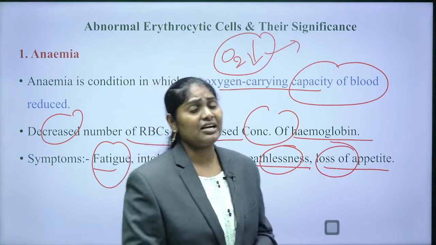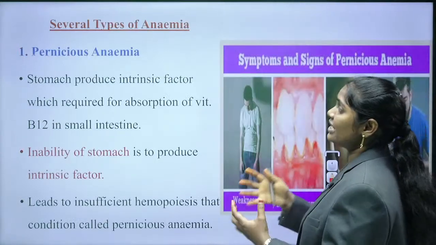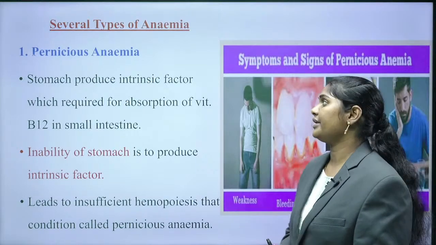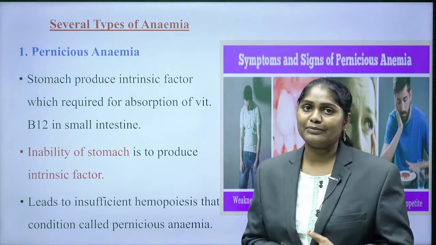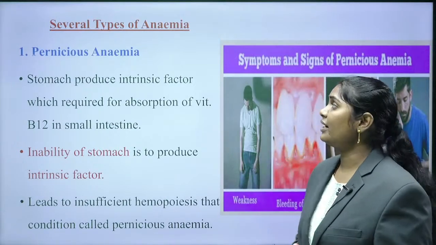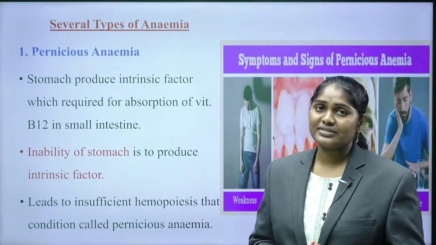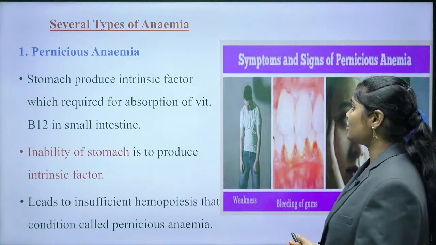So this is anemia. We have seen there are so many types of anemias, and we have to see all of them, which is very important. We have different types of anemias: pernicious anemia, microcytic anemia, macrocytic anemia. In that, what is pernicious anemia?